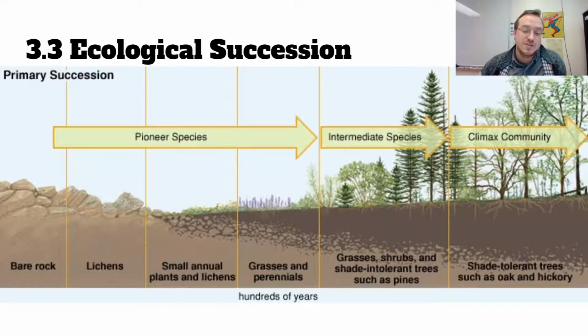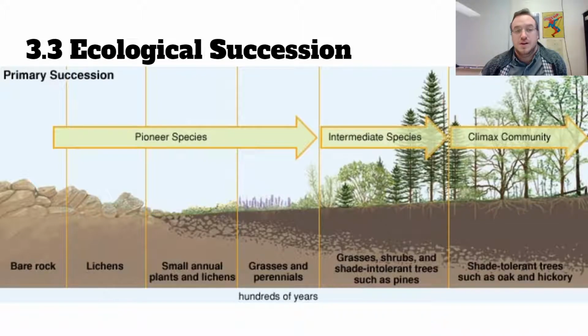As the dirt continues to break down, grasses can move in. Small perennials can move in. Remember that perennials are able to come back year after year, as well as annuals that can do that. So we're going to continually see more complex organisms move in. All right. Generally, we're talking about plants because we're dealing with soil and the environment, not animals and the ecosystem.